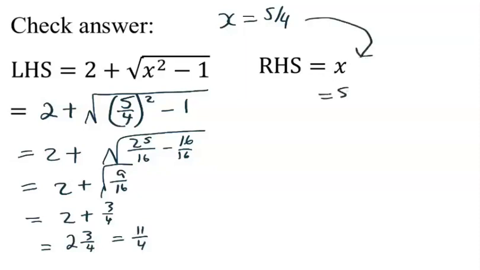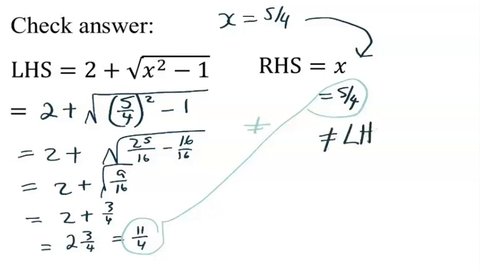So if we look at the right hand side and we substitute that x equal to 5/4 in there, I get 5/4. And you can clearly see that this and that is not the same. So that means that the left hand side and the right hand side is not the same, so there's no solution here.